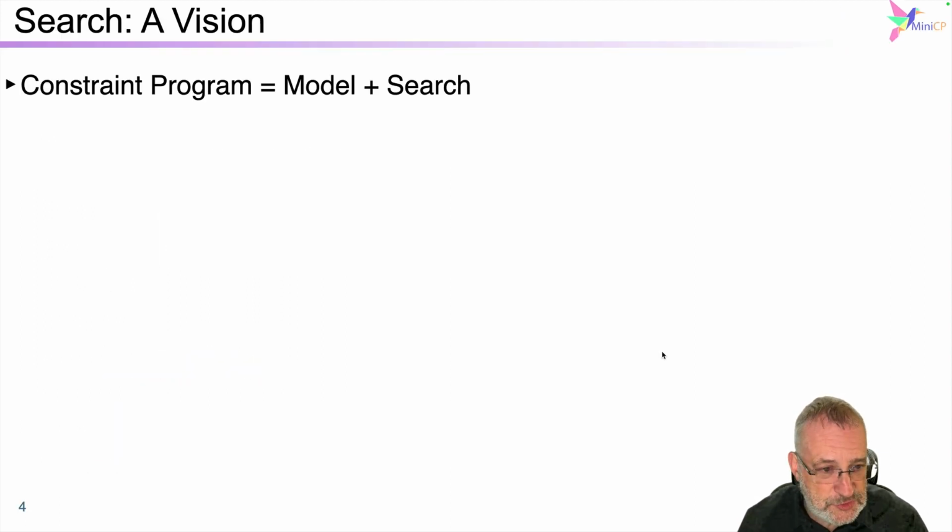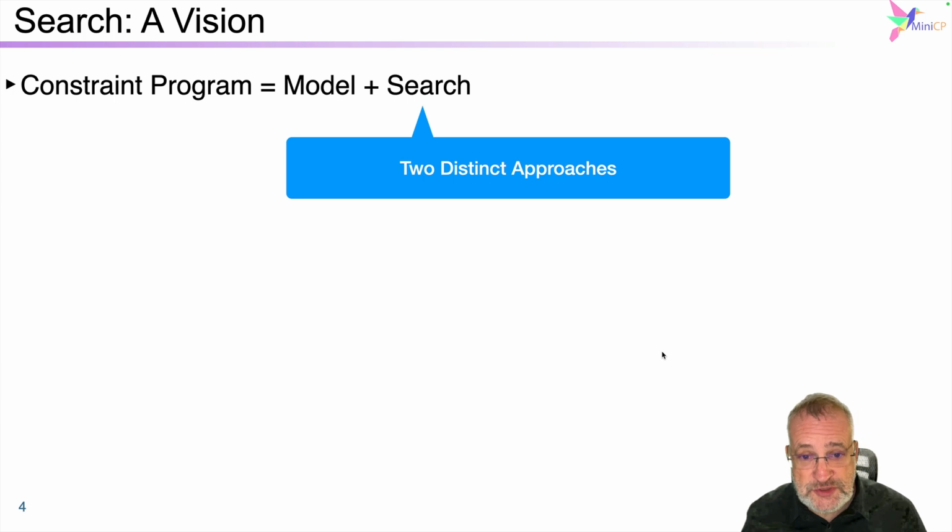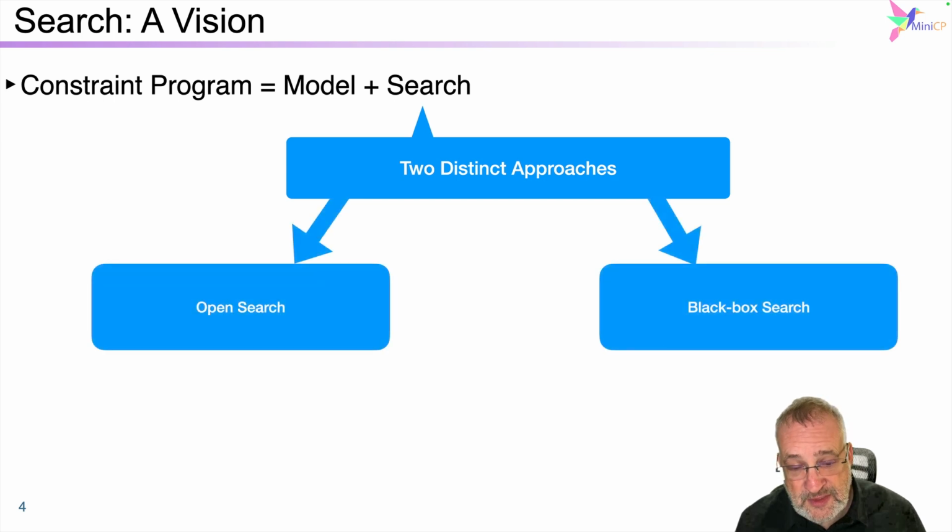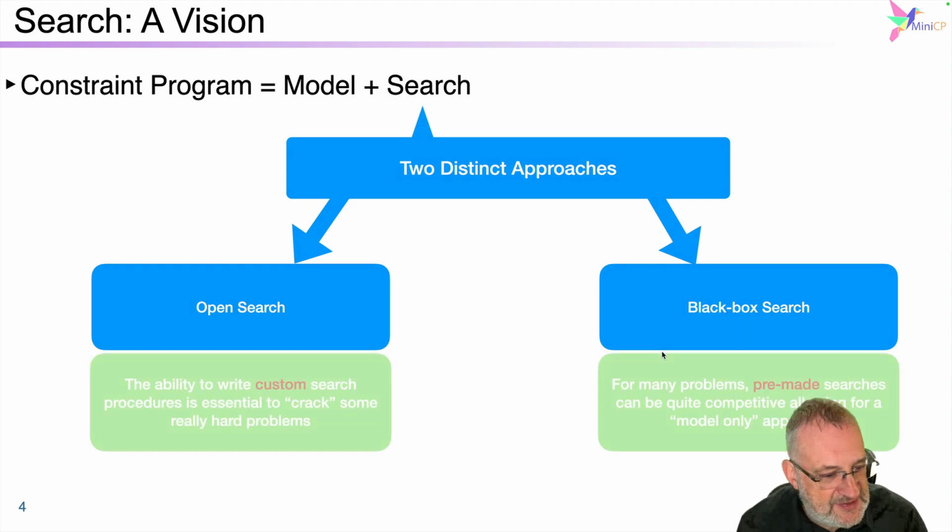Now, the first thing I want to do is tell you about the fundamental paradigm that we're adopting in constraint programming, which is one of model and search. And search is where we focus today. Now, there are two distinct approaches, or schools of thought, to look at search. The one is about open search. The other is about black box search. Now, how do they differ? Well, let me tell you.